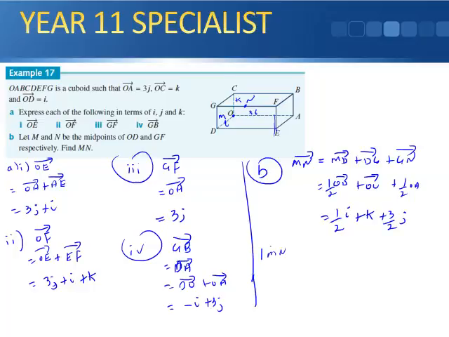Then the magnitude of that is half squared is a quarter, plus 1, plus 3 on 2 squared is 9 on 4. And when we work that out, we're going to get the square root of 14 on 2.